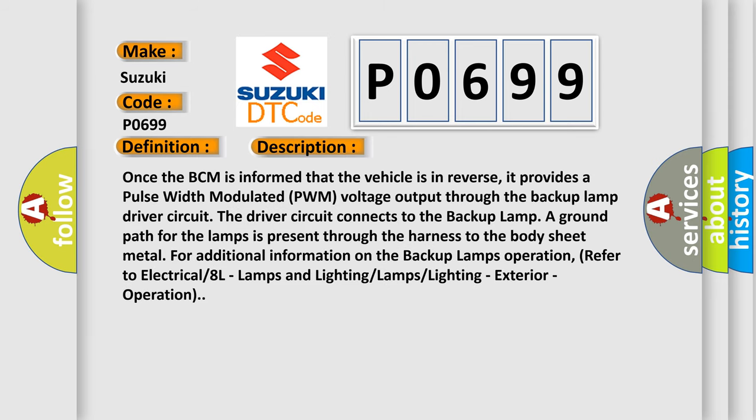Once the BCM is informed that the vehicle is in reverse, it provides a pulse width modulated PWM voltage output through the backup lamp driver circuit. The driver circuit connects to the backup lamp. A ground path for the lamps is present through the harness to the body sheet metal. For additional information on the backup lamp's operation, refer to electrical 8L, lamps and lighting lamps.